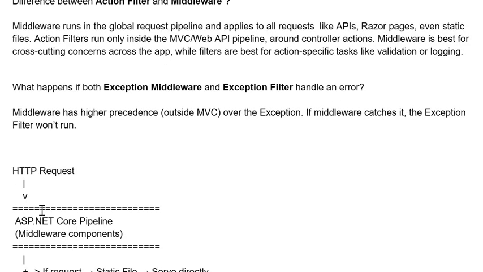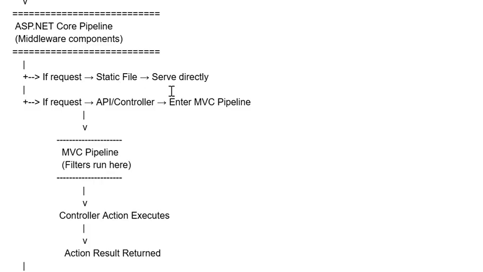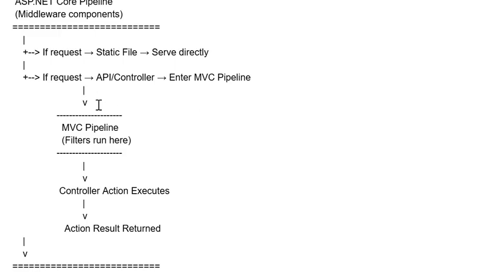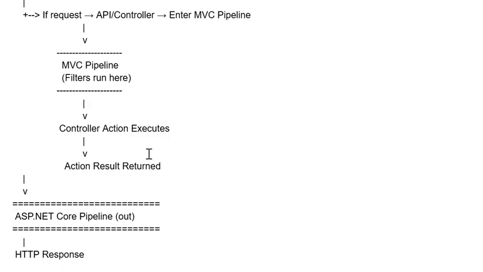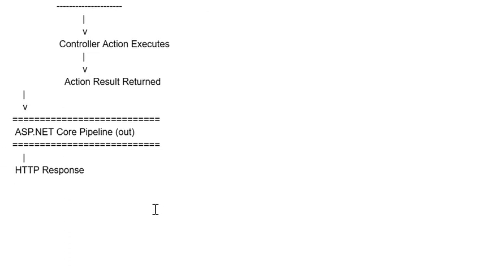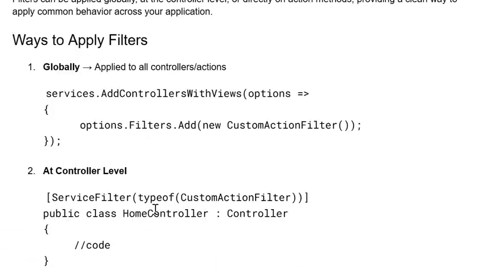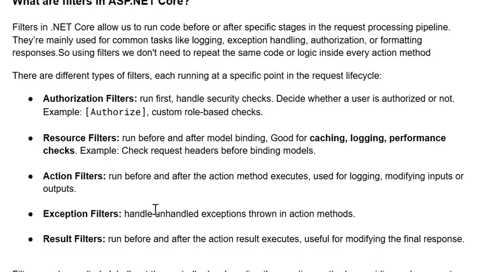And you can see here the HTTP request and ASP.NET Core pipeline with middleware components. If the request is for static files, it is served directly. If the request is for an API controller, it enters the MVC pipeline, where filters run. The controller action executes, action results are returned, and then the ASP.NET Core pipeline sends out the HTTP response. So these are the details about filters in ASP.NET Core.